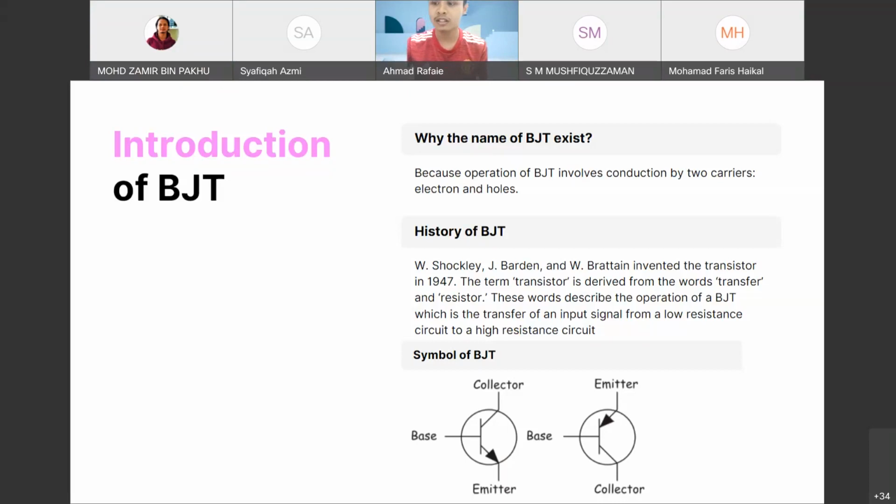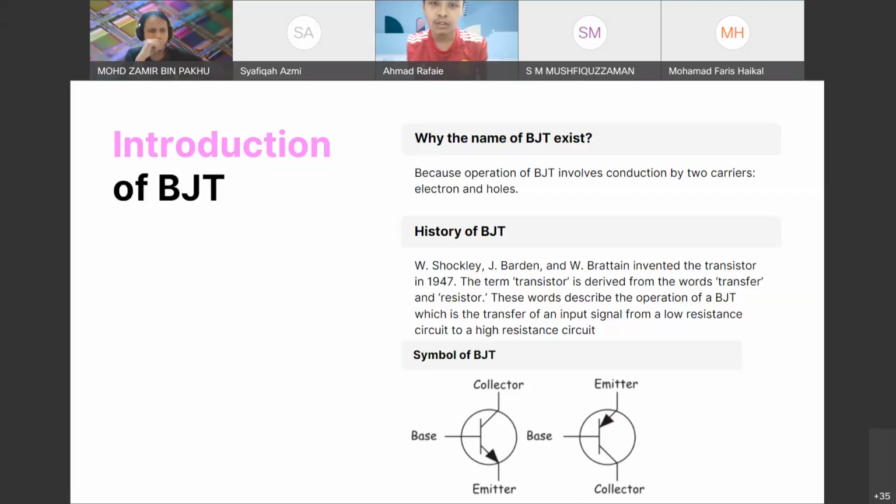For the history of BJT, the first bipolar transistor was invented by 3 scientists, William Shockley, Walter Brattain, and John Bardeen. Due to the contribution of this invention, they were awarded the Nobel Prize in 1956. The term transistor is derived from the words transfer and resistor. These also describe the operation of BJT, which is the transfer of an input signal from a low resistance circuit into a high resistance circuit.